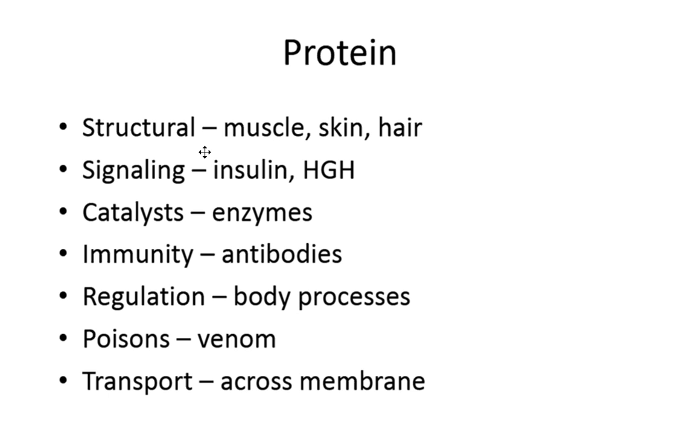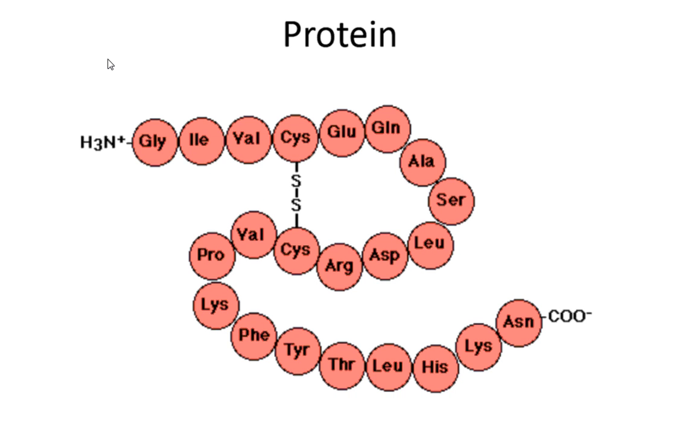Structural, meaning they're used to build things. Signaling, your body uses them as signals like hormones. There's a good example of that. Catalysts, these speed up reactions. We'll talk about that next. Immunity in your body. Regulation of body processes in general. Some animals and plants use them as venom. And then transport of materials across the cell membrane. So proteins have many and varied functions.